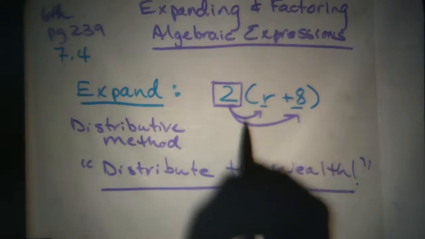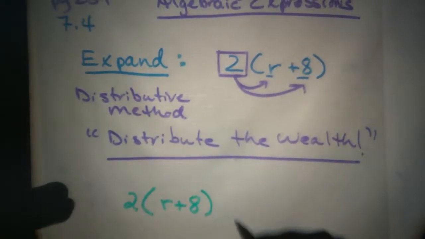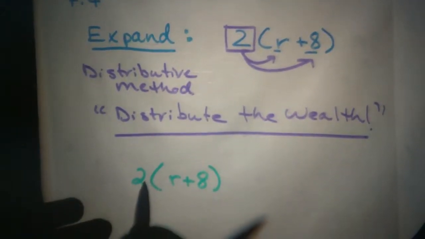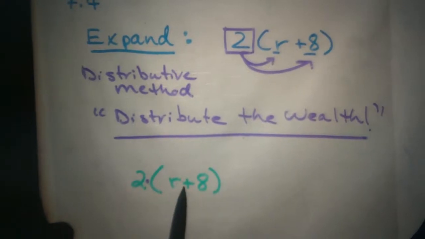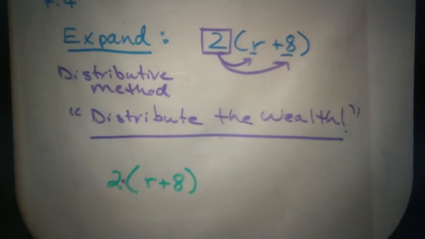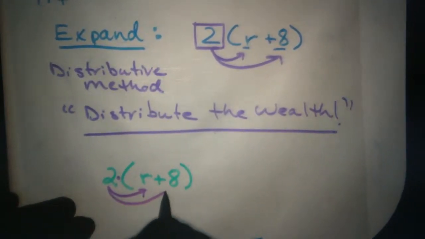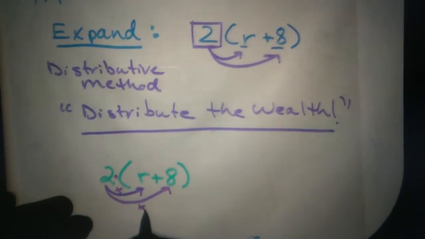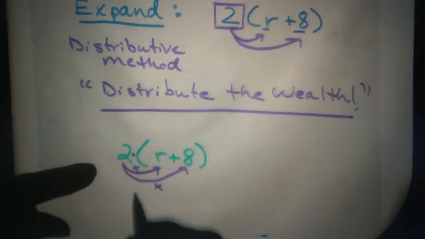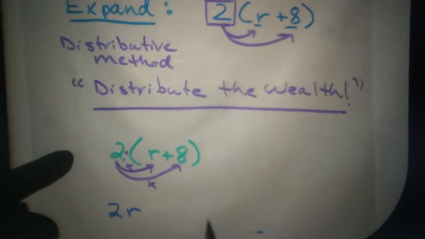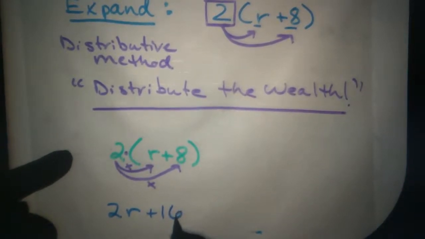Now, if you recall, if you have 2 and then in parentheses R plus 8, you have that imaginary multiplication symbol right here. That means you're multiplying the 2 with everything in parentheses. Alright, so in this case we're going to now take 2 times R and 2 times 8. So first thing, what is 2 times R? 2 times R is 2R. 2 times 8, that's simply 16.